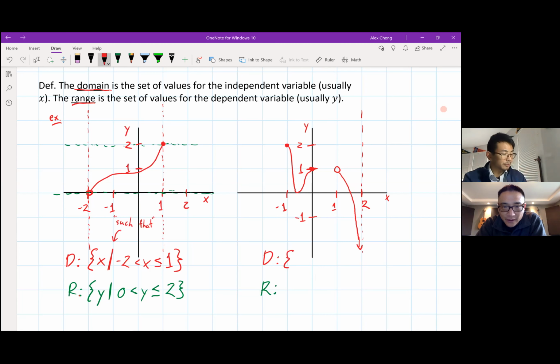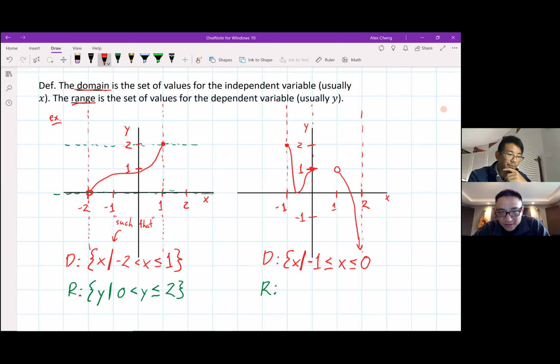So for the x values on the left piece, it looks like it goes from -1 to 0. So you're probably going to write x such that, and start out with -1 to, what did I say, 0? So 0, I believe. And it looks like they're closed, so it's less than or equal to.